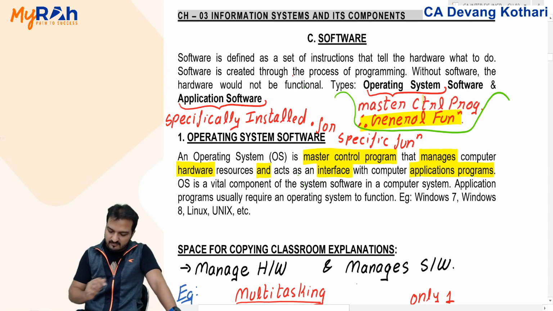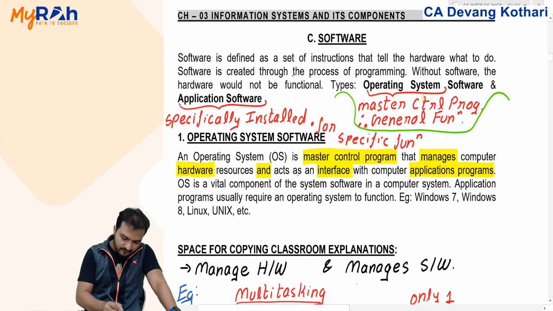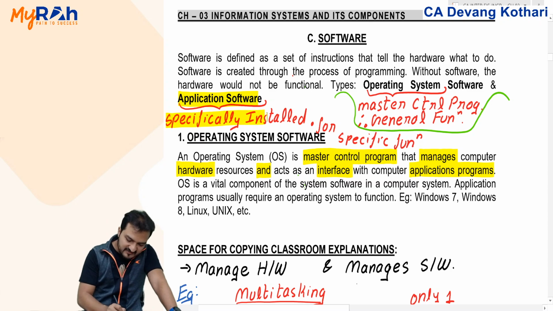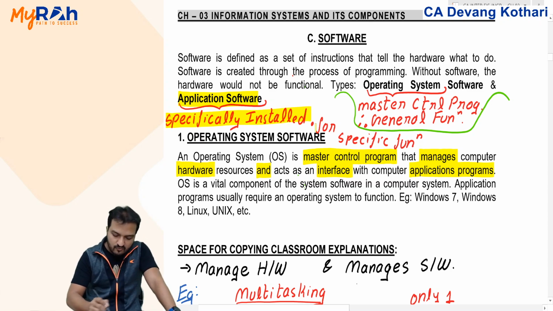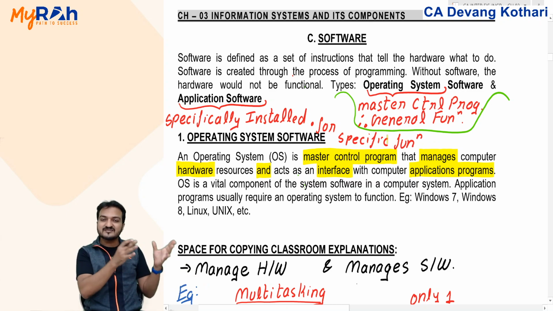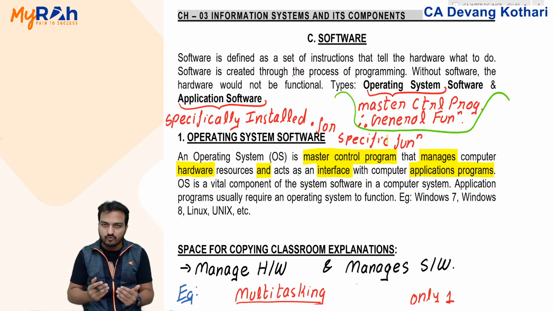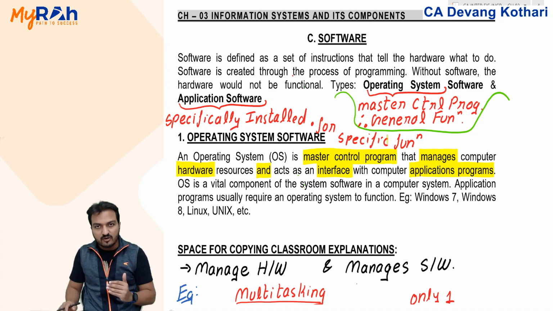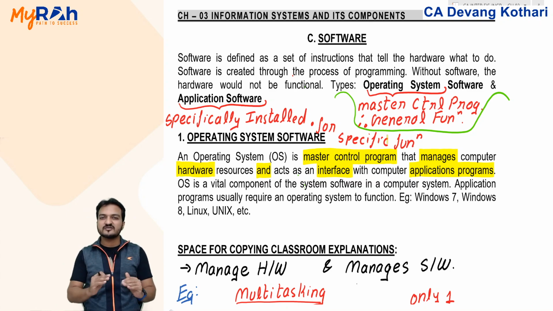Operating system is a master control program which performs all general functions in your computer, while application software is the one which is specifically installed for some particular function. For example, Tally software is specifically installed by you for the specific function of accounting. When you purchase a new computer system, Tally software does not come inbuilt.